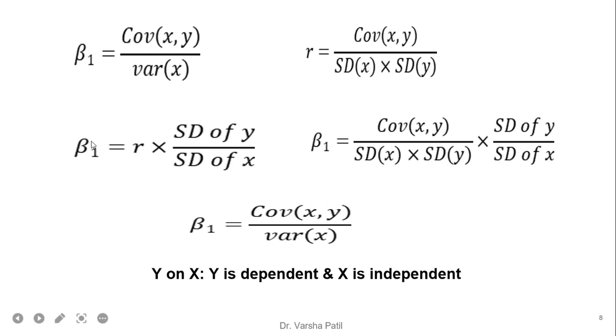As we know this relation, that is beta is equal to r into standard deviation of y divided by standard deviation of x. If we put the value of r, then we get this equation, and when we solve, we get beta is equal to covariance of xy divided by variance of x. Now this is for y on x, where y is dependent and x is independent.